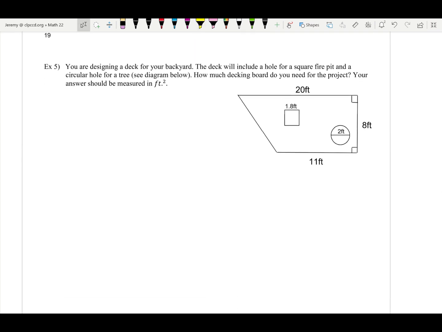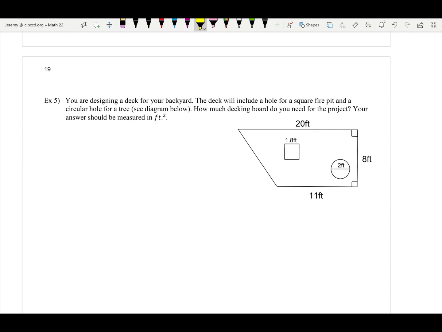Example 5, we're designing a deck for the backyard, and the deck will include a hole for a fire pit. This is a square fire pit, and a circular hole for a tree. So we have a diagram down here showing what this deck is going to look like, the shape, and the values, the measurements of some of the side lengths. How much decking board do you need for the project? Your answer should be measured in square feet.